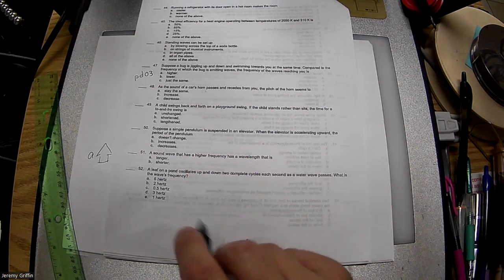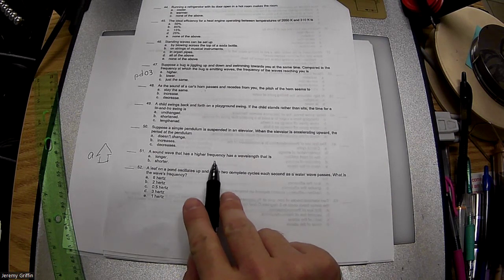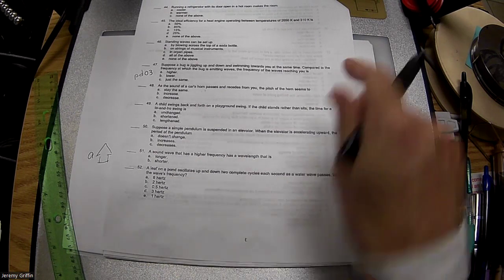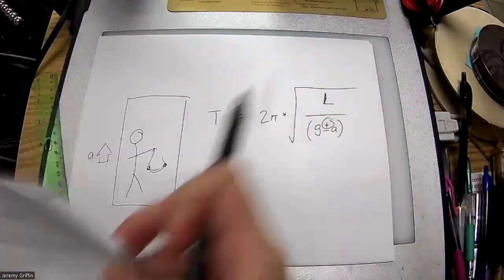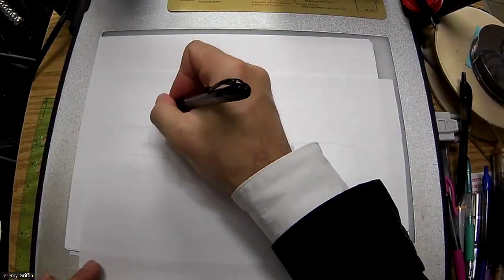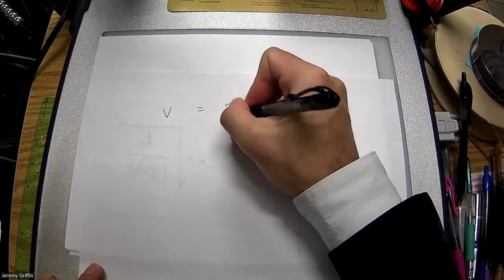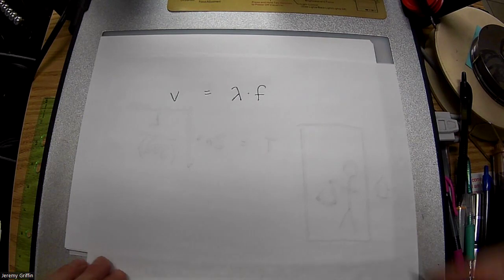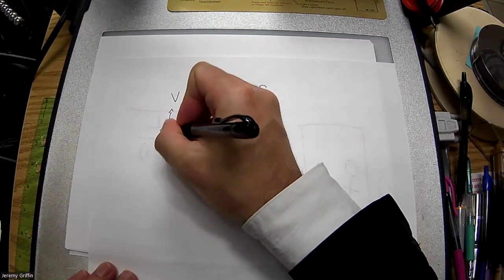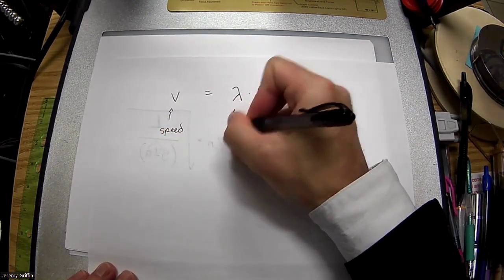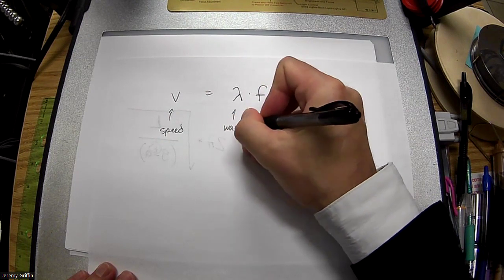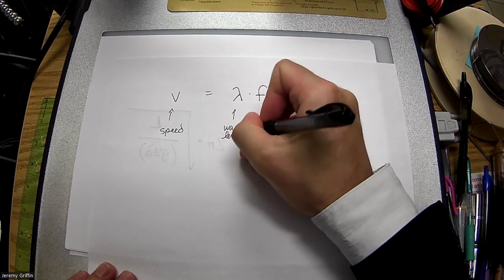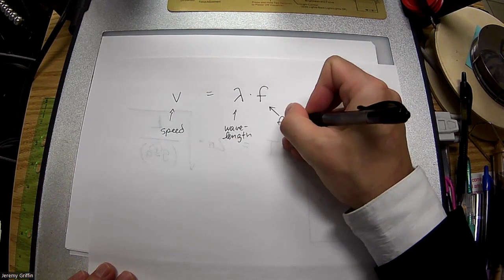A sound wave that has a higher frequency has a wavelength that is... So, wave formula. Do you guys remember for waves, speed of a wave is equal to wavelength times frequency? That was the main formula for waves, right? So we got speed, we got wavelength, right, and frequency.